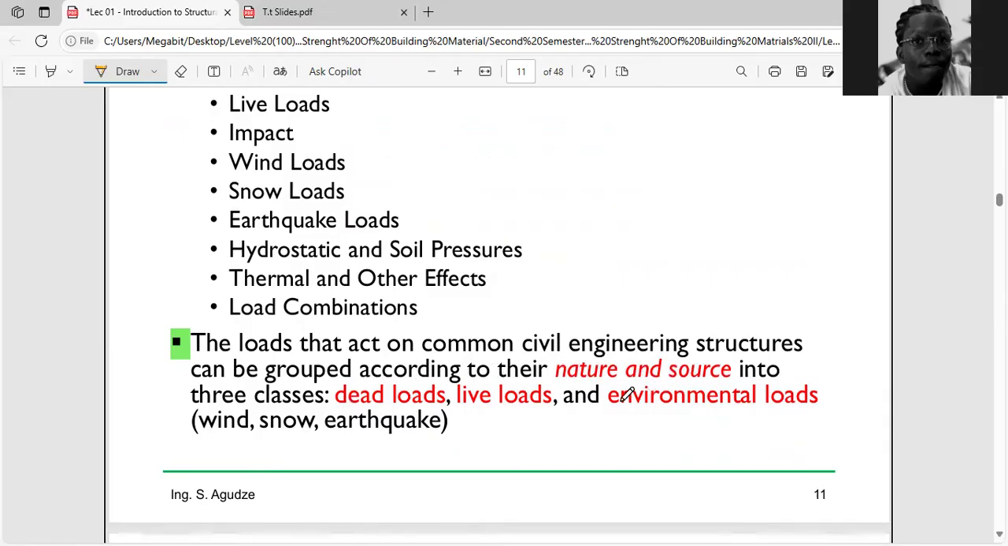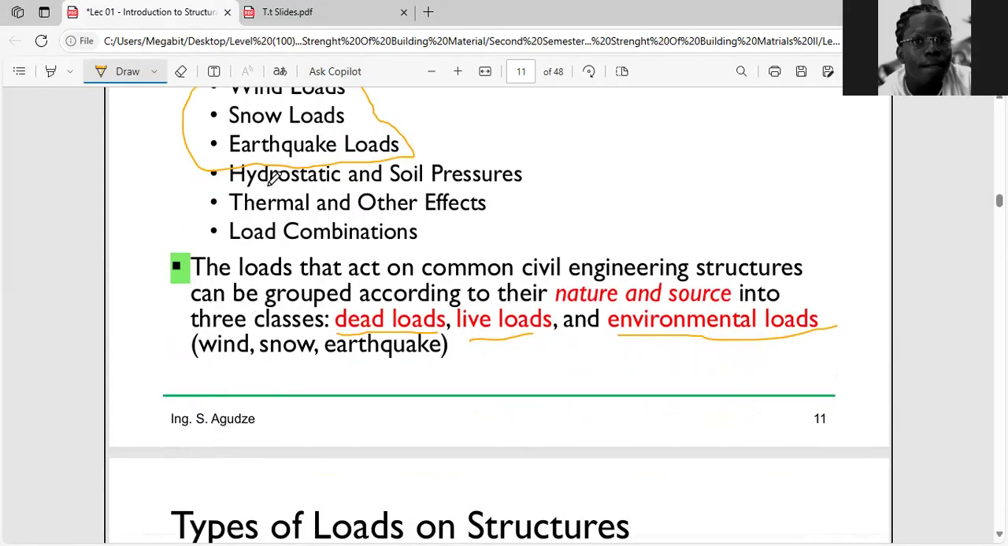The loads that act on common civil engineering structures can be grouped according to the nature and source into three classes: dead load, live load, and environmental load. And these environmental loads we are talking about are the wind, snow, and earthquake. So the wind, snow, and earthquake are environmental load.